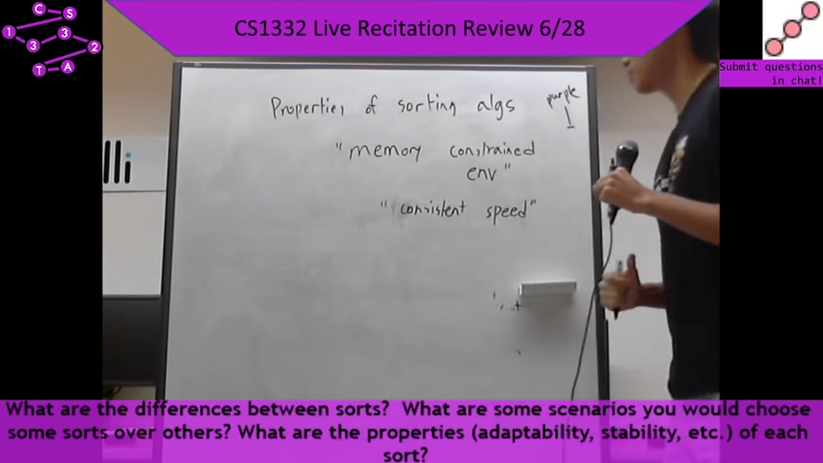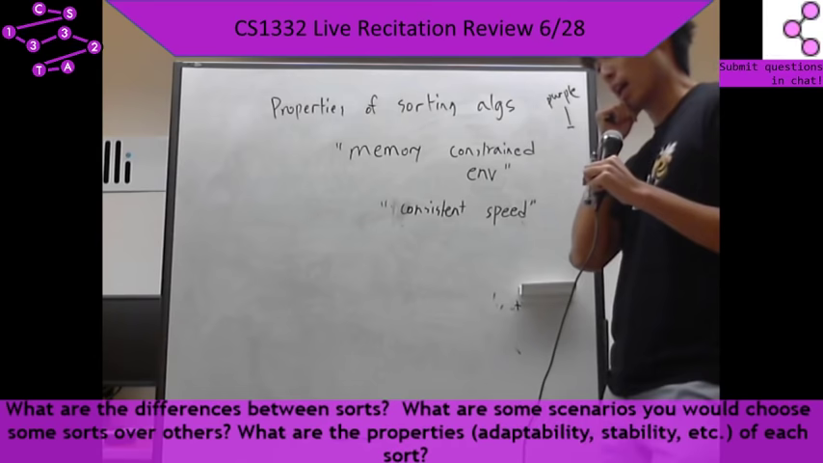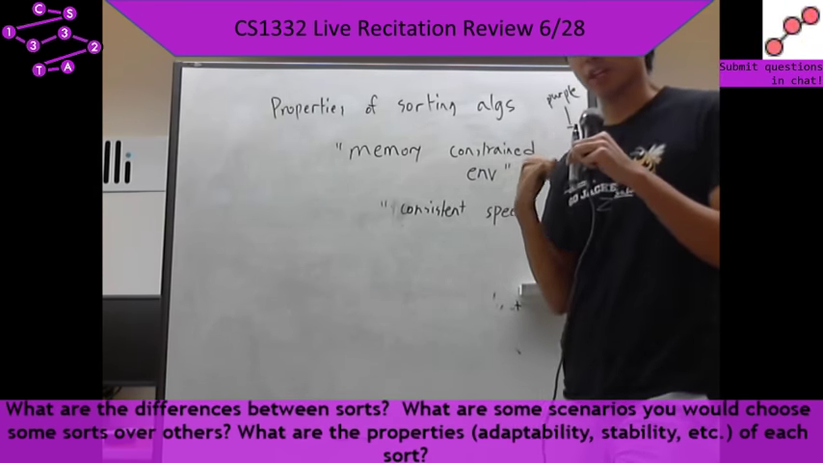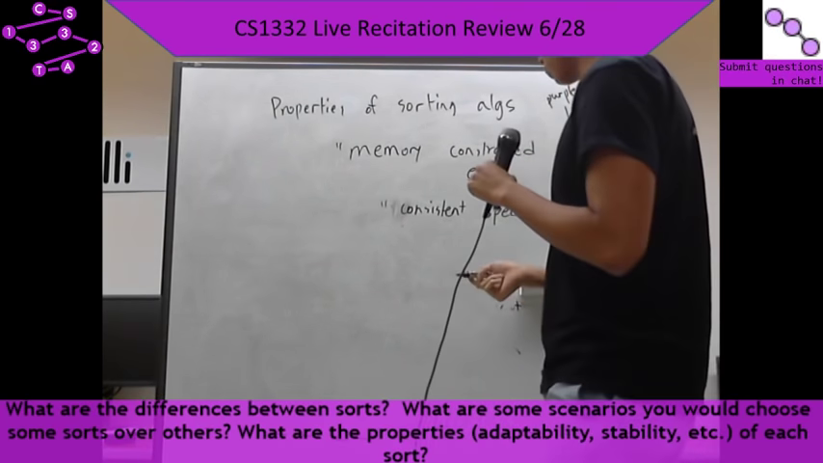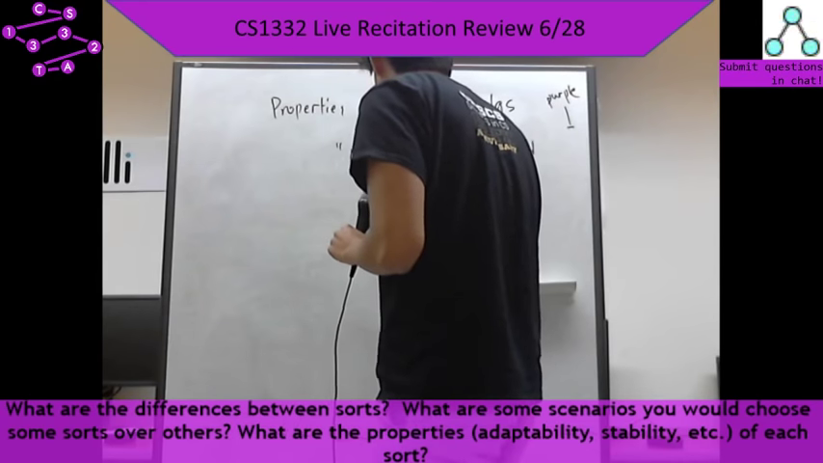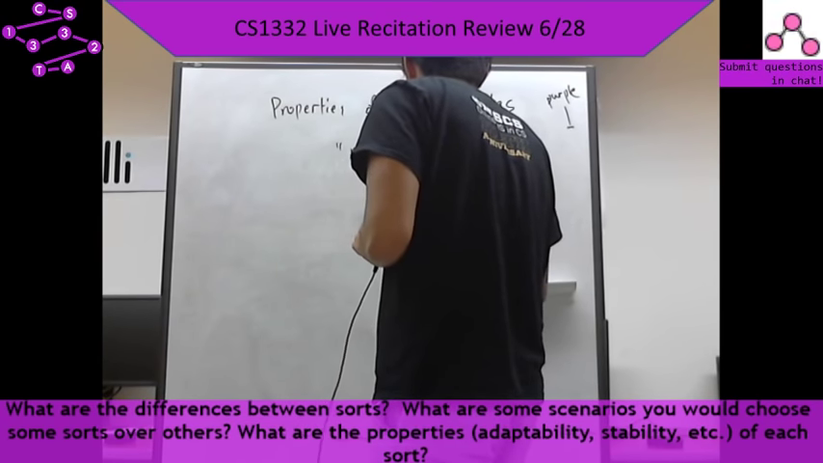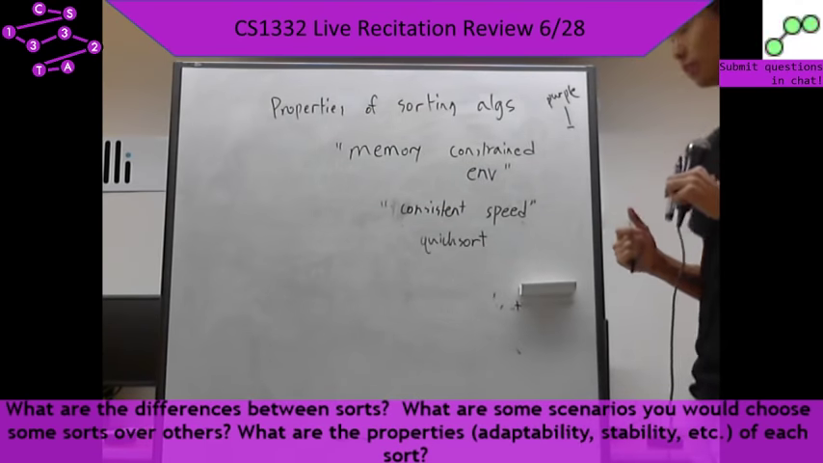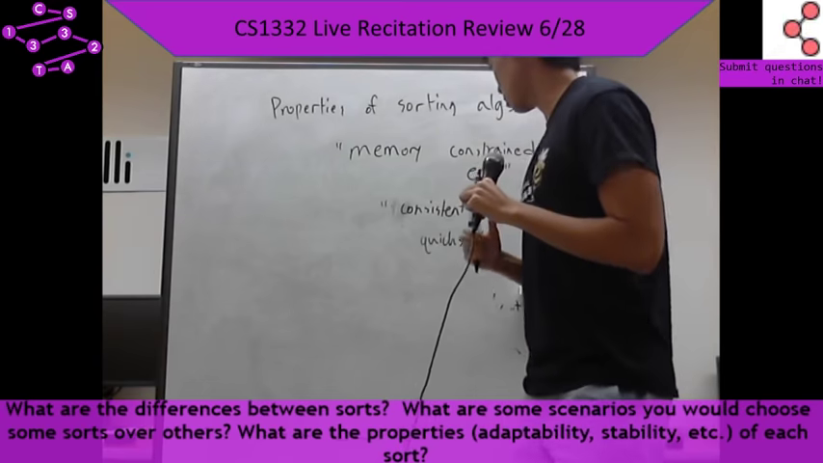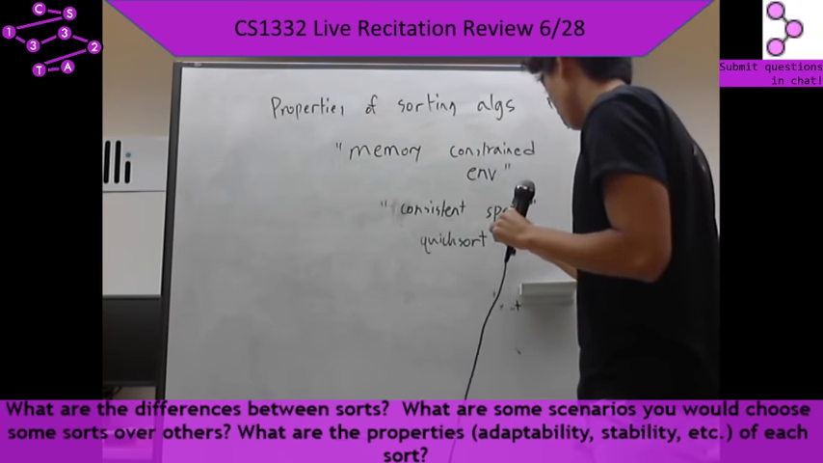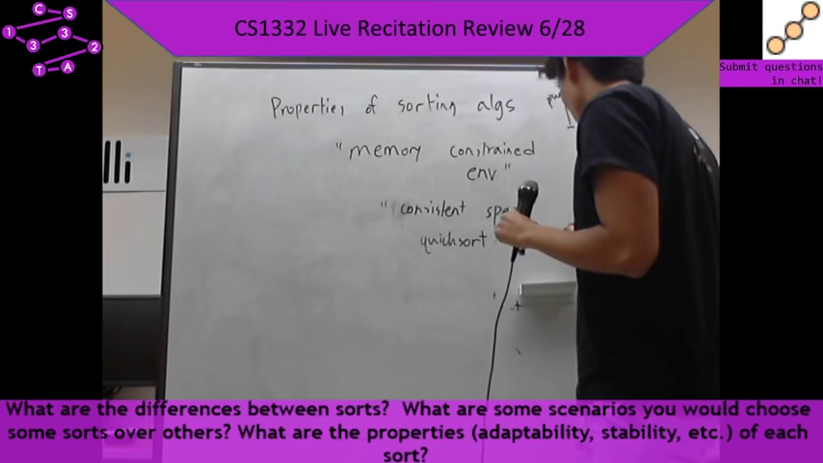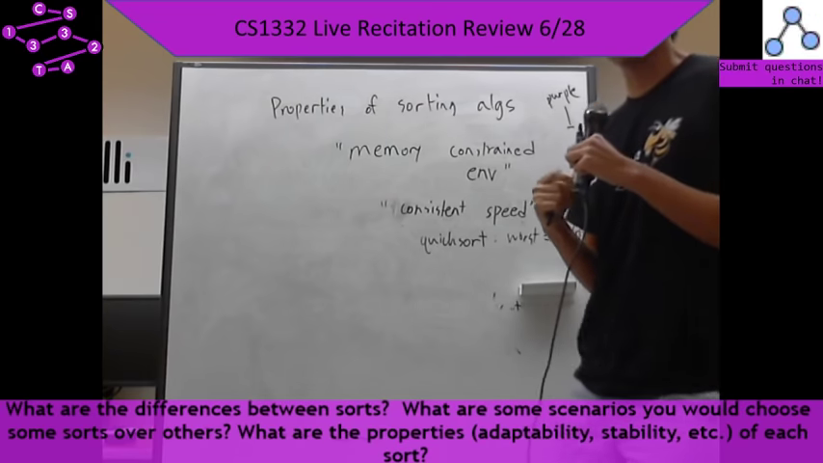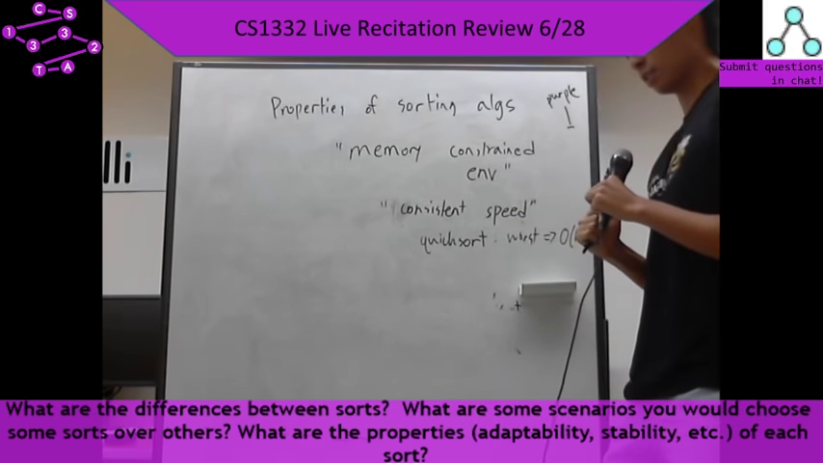So if you want consistent speed, then you probably want to get rid of algorithms that have a worse case than the average case. So a good example of that is quicksort. Because quicksort on average is O of n log n, which is pretty fast. But the worst case is O of n squared. Right? So quicksort is not going to give you as consistent of a speed as, say, merge sort.